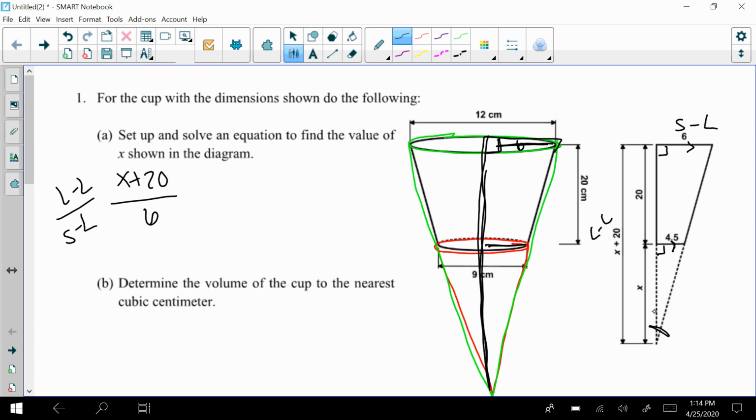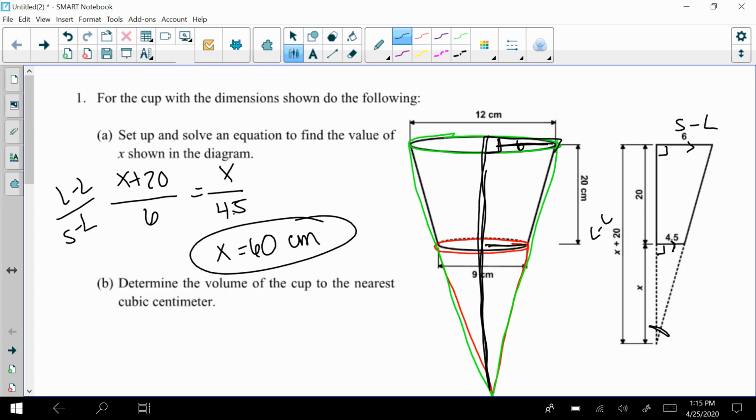Then you have to do that same thing on the other triangle. So on the little triangle, the long leg is x, short leg is 4.5. So if you solve this, you get 60. So now I know that this is 60 here. So now if I want the volume of the cup, you are going to be doing the volume of the large cup, which is green for me, minus the volume of the small cup.